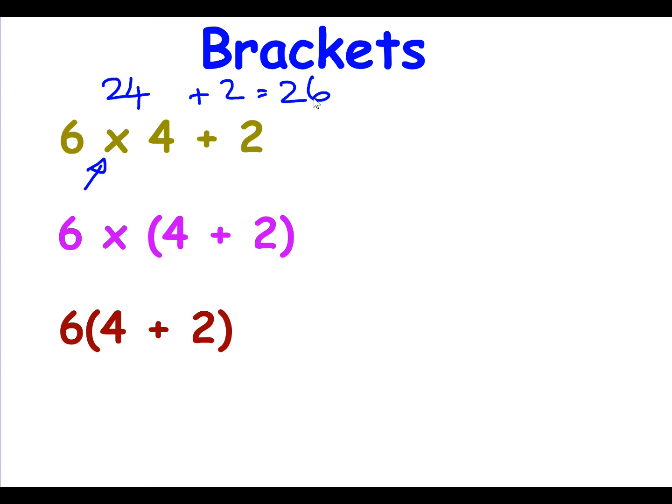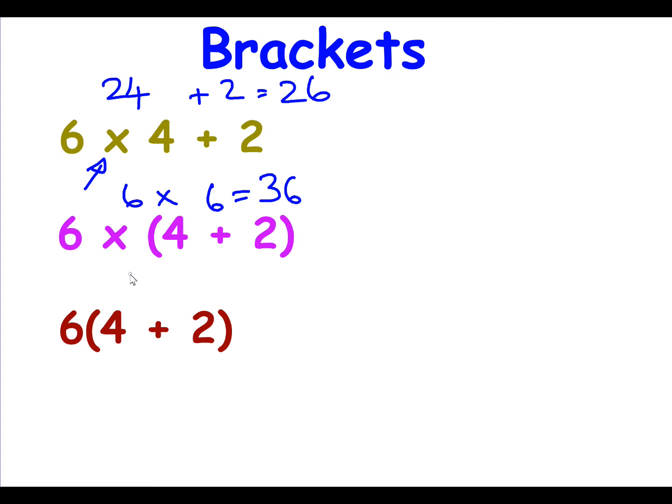However, we can change the priority of the addition by putting brackets around it. So it becomes 6 times brackets 4 plus 2. Now BIDMAS tells us to do what's inside the brackets first before we do the multiplication. So 4 plus 2 is 6, and 6 times 6 is 36, a totally different answer.